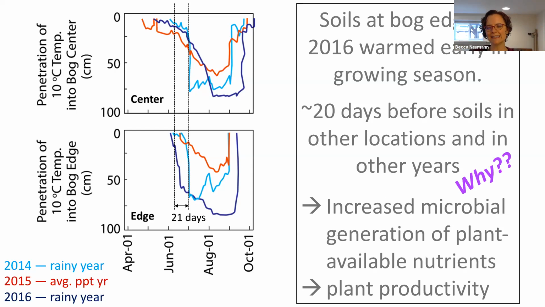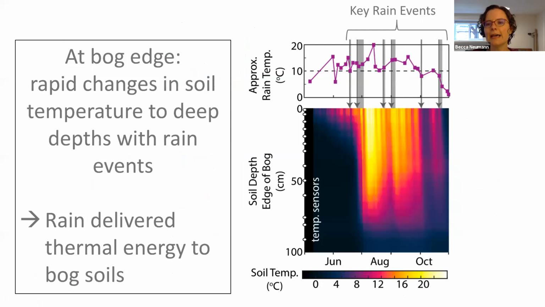But of course, this leads to more why questions. So why just the edge soils? Why were those the only ones experiencing warming? The answer to that is connected to our rain events and the fact that we're seeing rain delivering thermal energy into the bog. So what we saw is at the bog edge, we were getting rapid changes in soil temperatures down to deep depths that were corresponding with rain events.